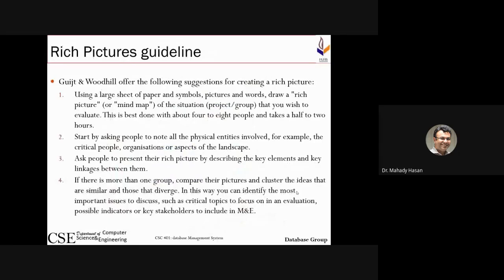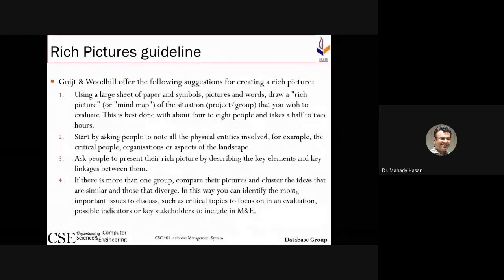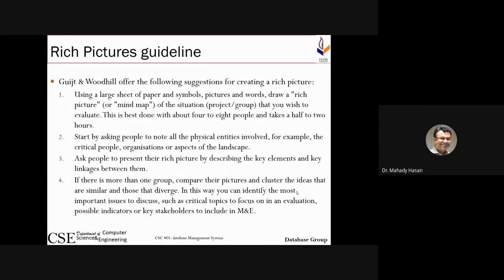So now let's come up with the guideline of the rich picture. The first guideline: using a large sheet of paper and symbols, represent the words and draw a rich picture, basically a mind map, of the situation of the project or the group that you wish to evaluate. In a group, you need to work with a large sheet, and the symbols should be chosen correctly and labeled properly. Then, using those labels, you initiate your work with the rich picture.